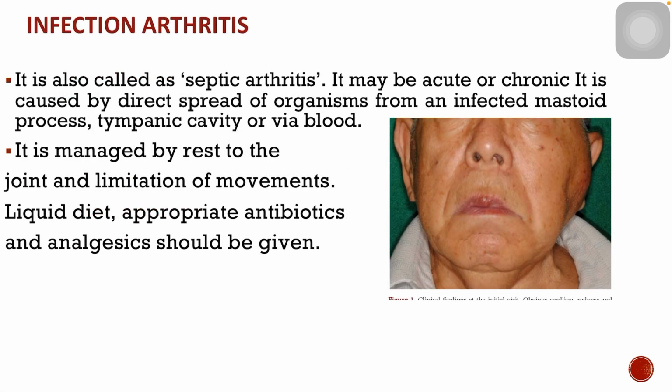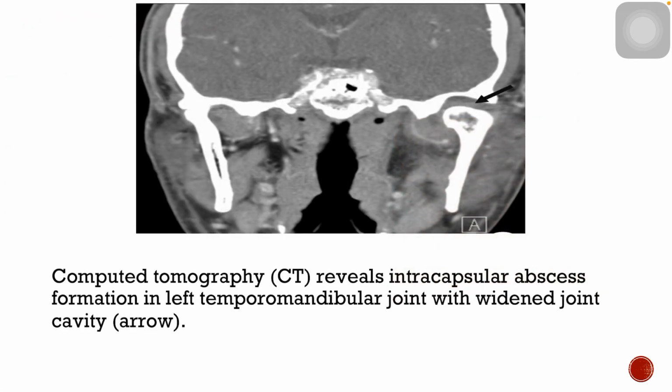Infective arthritis, also called septic arthritis. Its course may be acute or chronic. It is caused by spread of organisms from a site of infection, such as the mastoid process or tympanic cavity, or through the blood. It is managed likewise with limitation of movement, liquid diet, and appropriate antibiotic and analgesic. This CT revealed intracapsular abscess formation in the left TMJ with widening of the joint cavity.